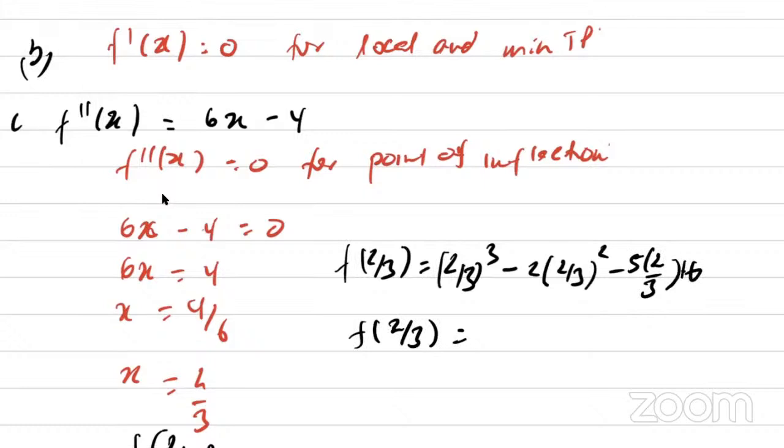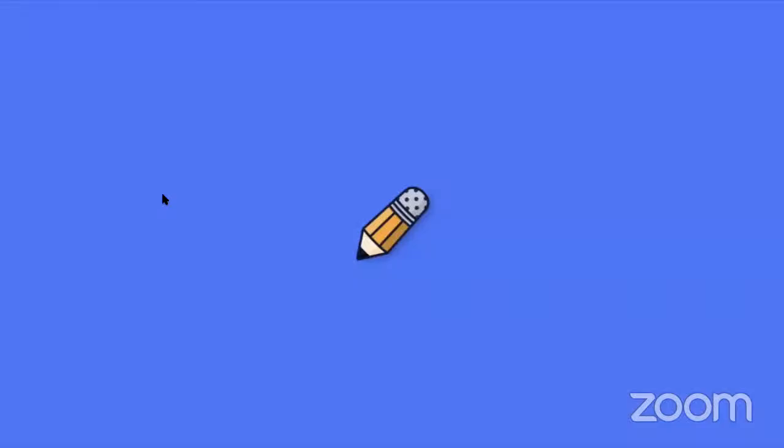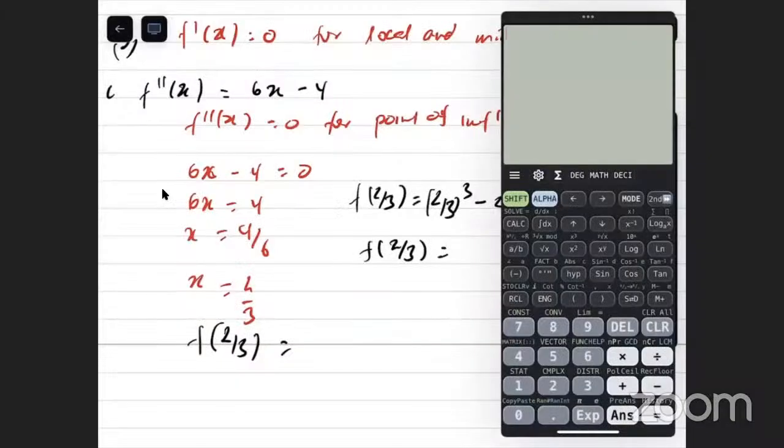Now I can also try to pull out my calculator and we'll see if we can punch it together. Calculator like this. All right, so there's going to be 2/3 to the power of 3, and then minus 2 into 2/3 to the power of 2, and then minus 5 into 2/3.